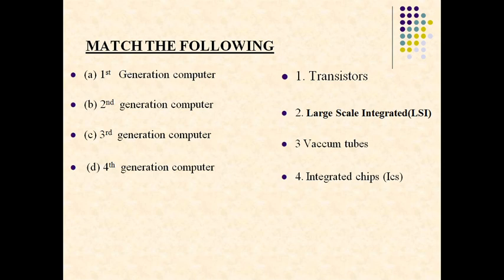Okay students, here we have a match the following question. On the left side: A first generation computer, B second generation computer, C third generation computer, and D fourth generation computer. On the right side: transistors, large scale integrated LSI, vacuum tubes, integrated chips. So we have to match here. First generation will be vacuum tubes. Second generation: transistors. Third generation: integrated chips. Fourth generation: large scale integrated, LSI.